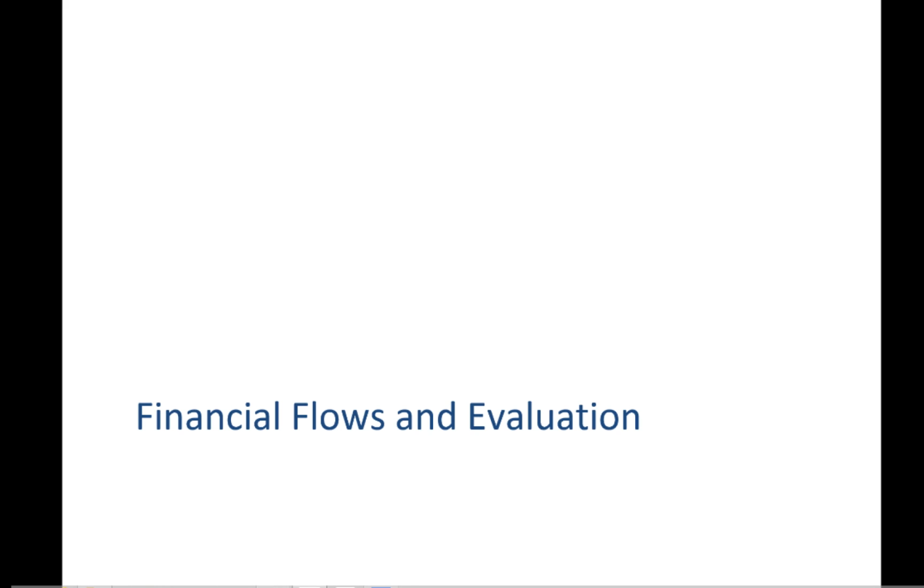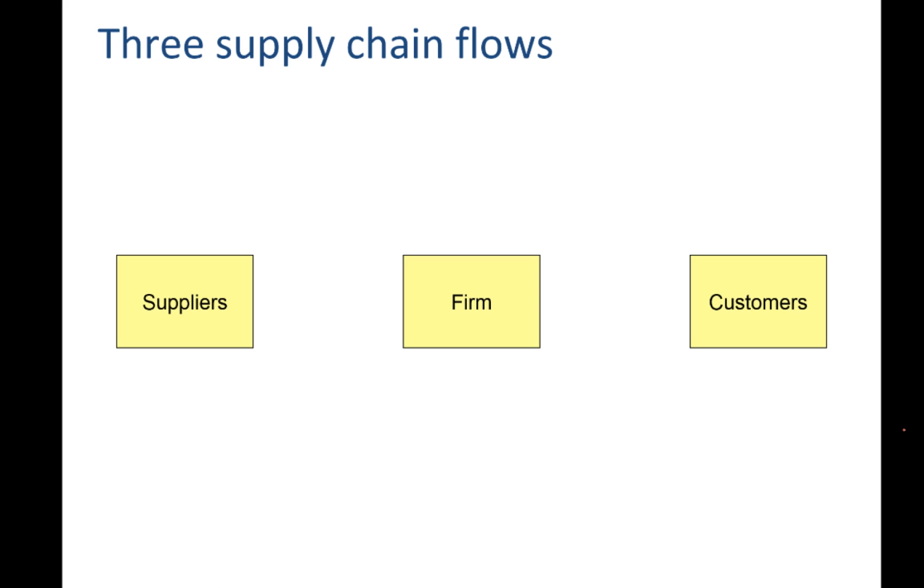We begin this lesson by considering the financial flows in our supply chain and start to understand how we'll use financial flows to evaluate various supply chain design options. So as we've seen before, the supply chain is comprised of three flows. There's the physical flow of goods that go from suppliers to our firm and that we then turn into finished goods that we supply to our customers.